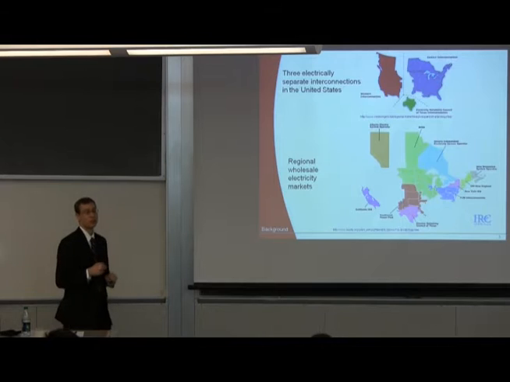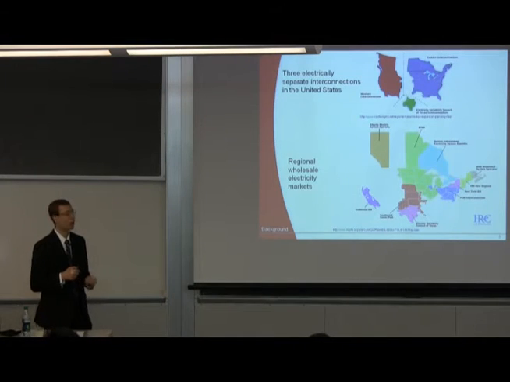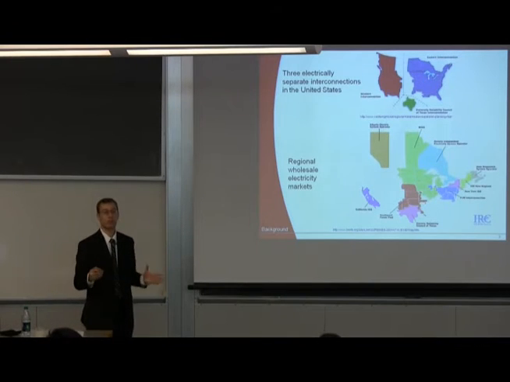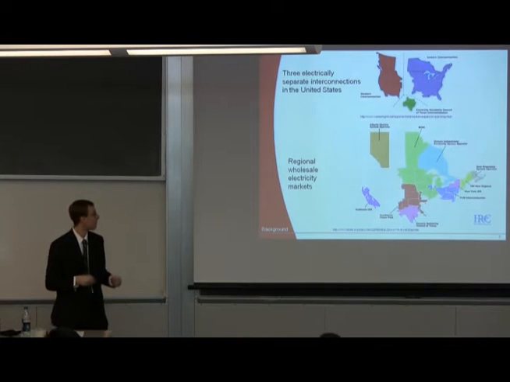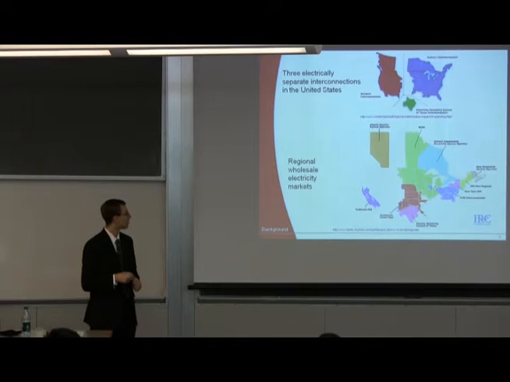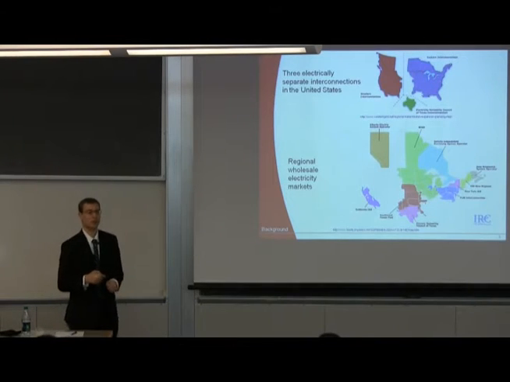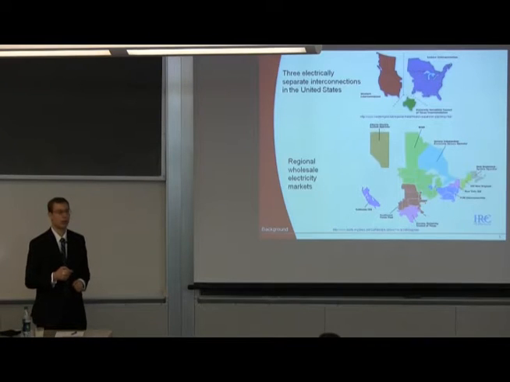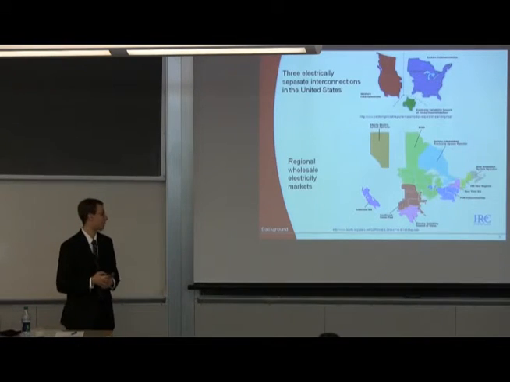Within each interconnection, certain parts of the country are under a wholesale electricity market. So where I'm from in the Midwest, we have what's called MISO, the Midwest Independent System Operator. They run the electric system, they run the electricity markets. So every utility participates in this market to buy and sell power. Electricity markets are more common primarily in the East. But the possibly most infamous one is the California ISO, which you probably heard about in the early 2000s.